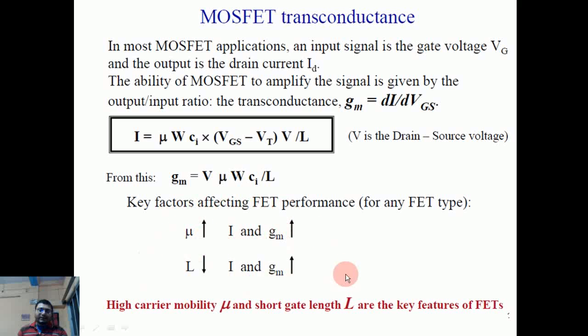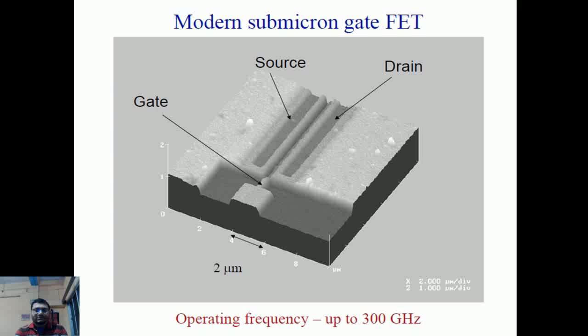If L, the length of the transistor, is decreased, we also get a reflection of it in the drain current Id and Gm. That means you can get better performance from these devices. Higher carrier mobility mu and short gate length L are key features of a FET. So in this way we can see the impact on Gm of mu and L and whatever parameters are used.